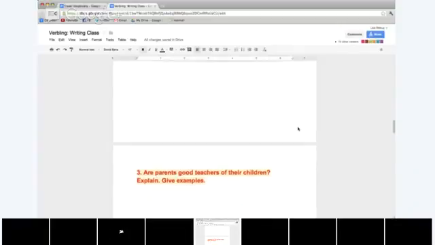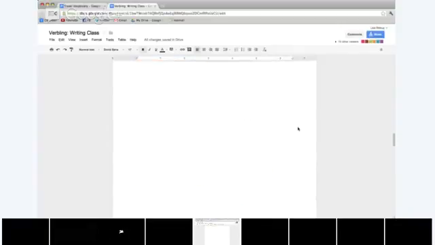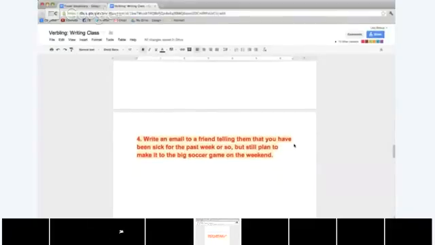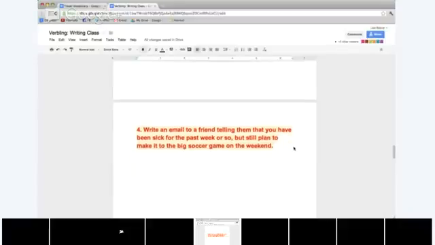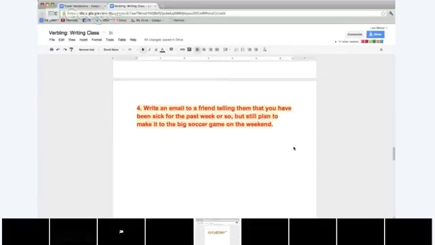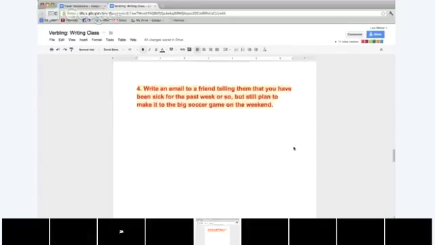Explain and give examples. So you would take a side, maybe yes or no, or sometimes not, that kind of thing. Number four is write an email to a friend telling them that you have been sick for the past week or so, but still plan to make it to the big soccer game on the weekend. So that would be something that you just make up and write a short email to your friend.